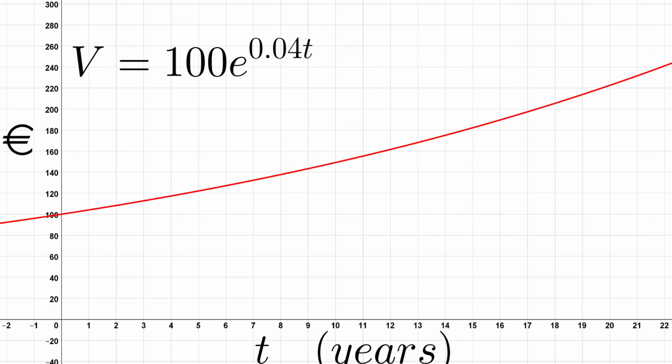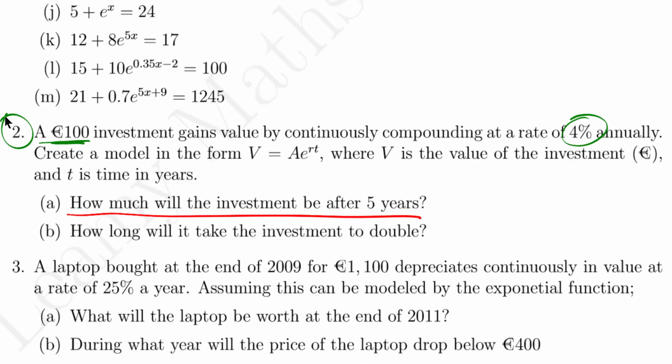So we can see here, when t was equal to 5, we put 5 in and our output was 122 euros and 14 cents. So we've answered part A. How much will the investment be worth after 5 years? We know it would be worth 122 euros and 14 cents. Okay, what about part B? How long will it take the investment to double? So it started off as a 100 euros investment, so when it doubles, it would be worth 200 euros.